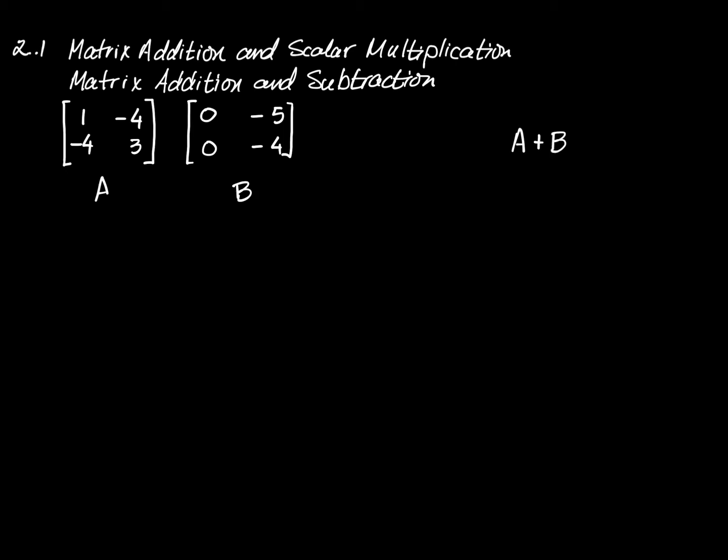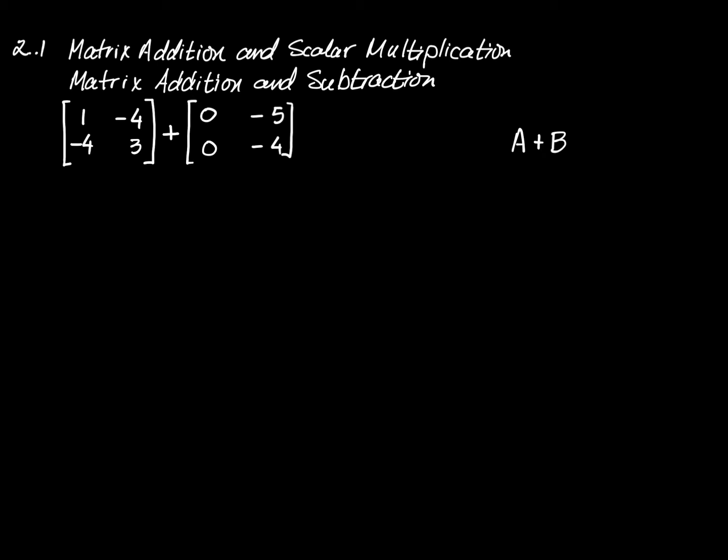But for now, I want to talk about adding two matrices together and subtracting one matrix from another. All right, here I have two matrices. We might call this matrix A and matrix B. And if I want to indicate that I'm adding together two matrices, I might write A plus B. I could also write the matrices themselves with a plus sign between them. And matrix addition is really very straightforward.